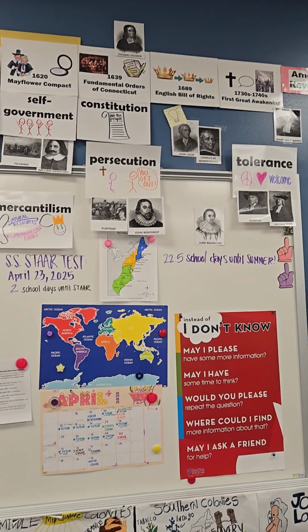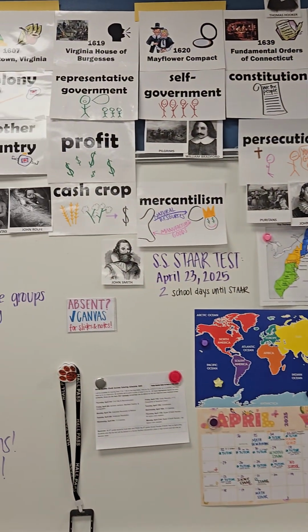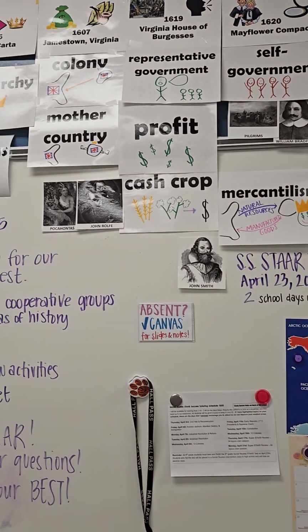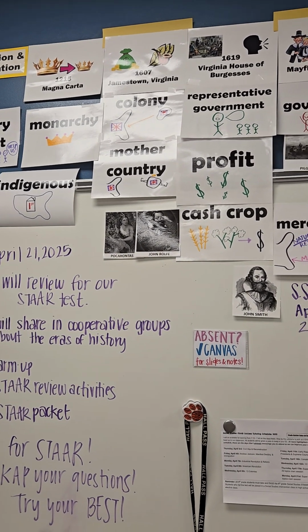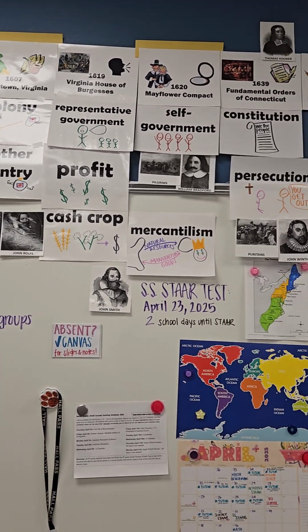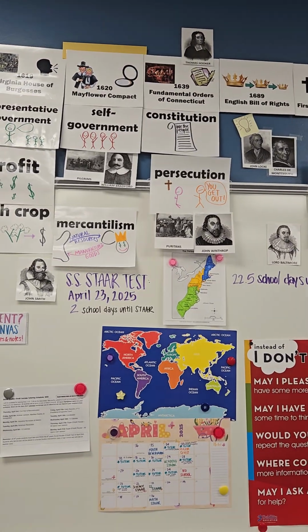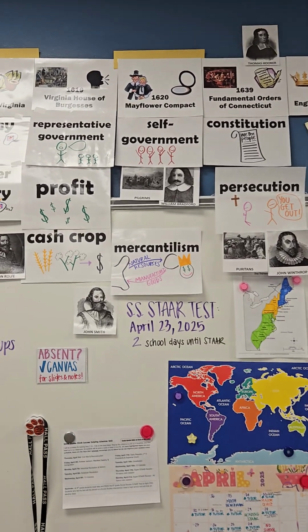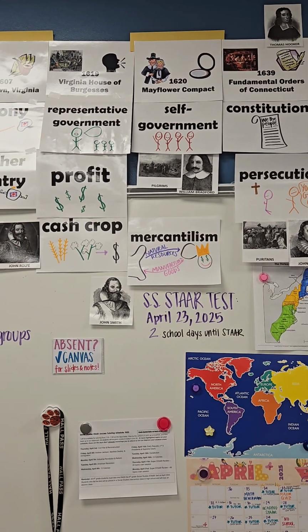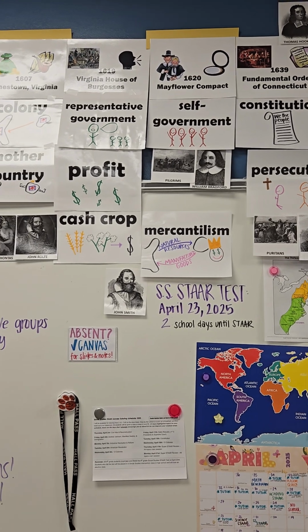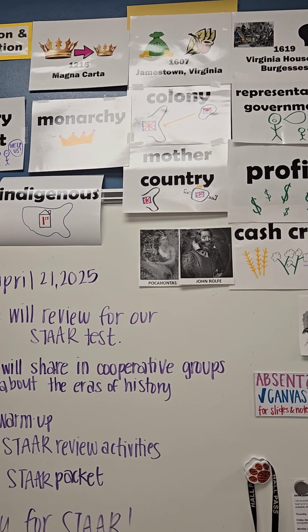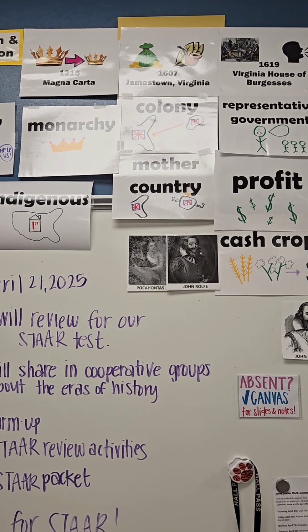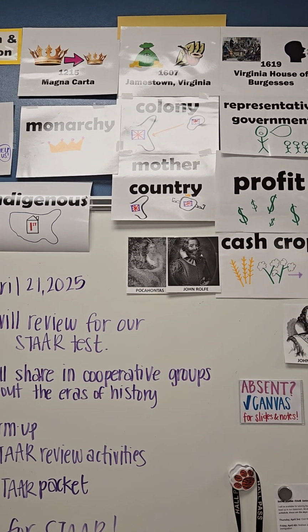Then I have a lot of vocabulary, and I use this wall as my word wall. The kids help me decide where the word best fits on the timeline. Like we put self-government with Mayflower Compact because the Mayflower Compact is the first self-government. We put colony with Jamestown, Virginia because it is Britain's first successful colony in North America.